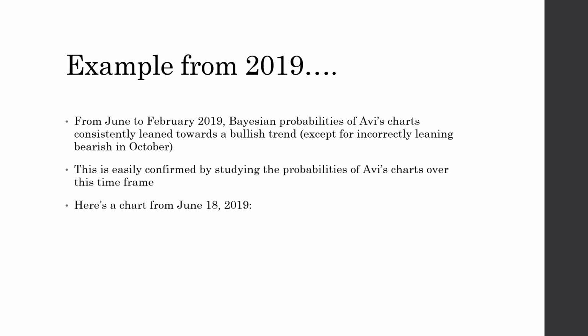In fact, from June 9th of 2019 to February of 2020, that's what started to happen. And you could go back and confirm this. You could go back and look at the daily thoughts. You could go back and look at the probability assessments. And it started to lean towards Avi's blue count. So generally, from June through February, it leaned bullish.